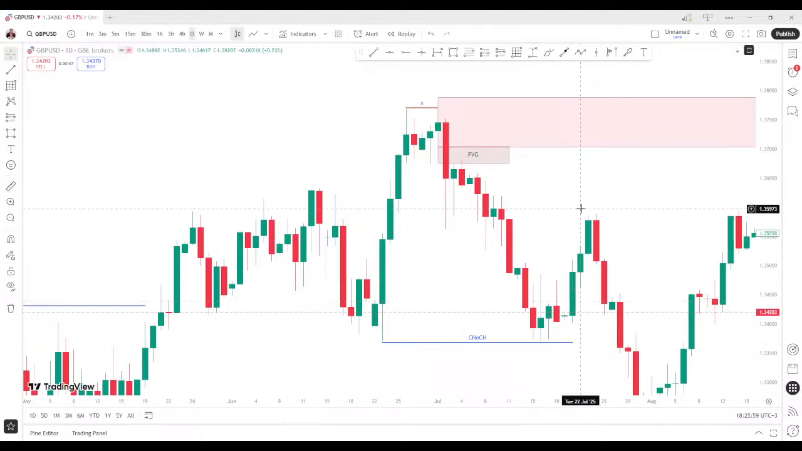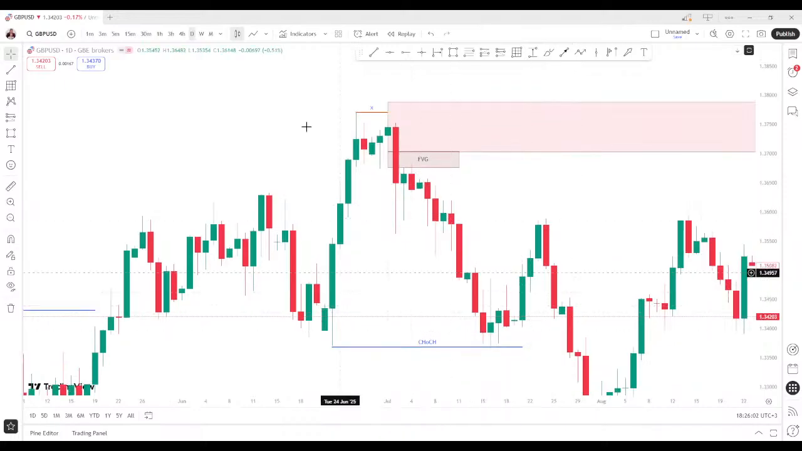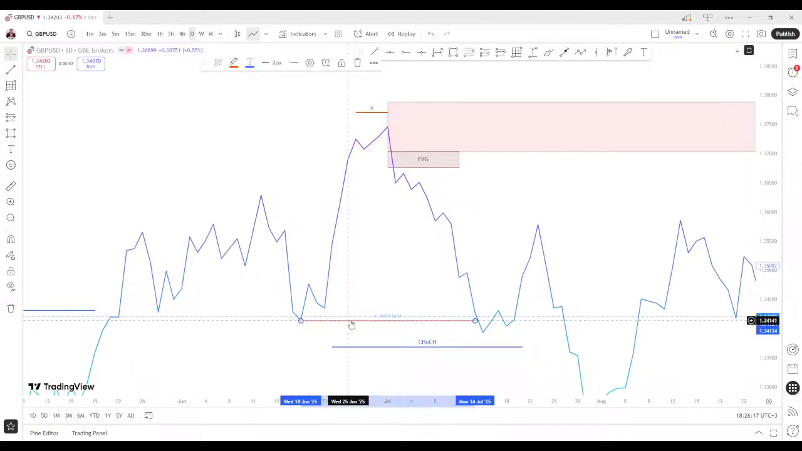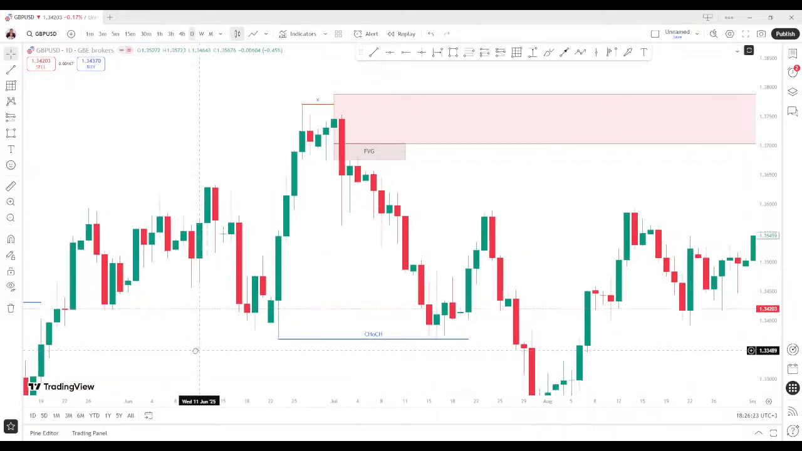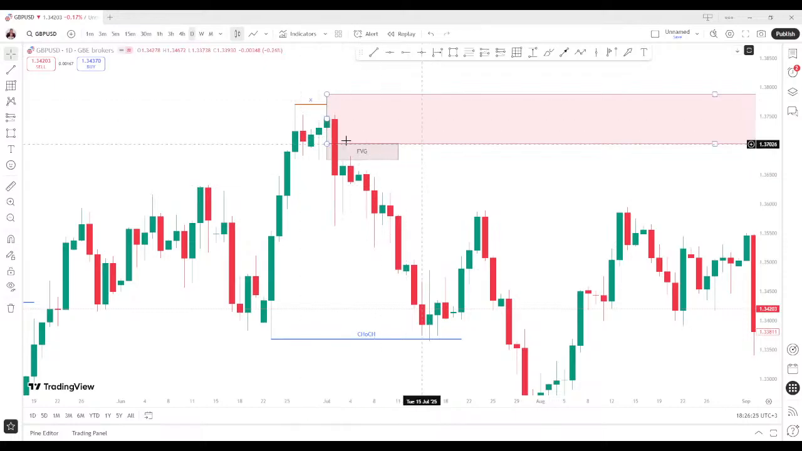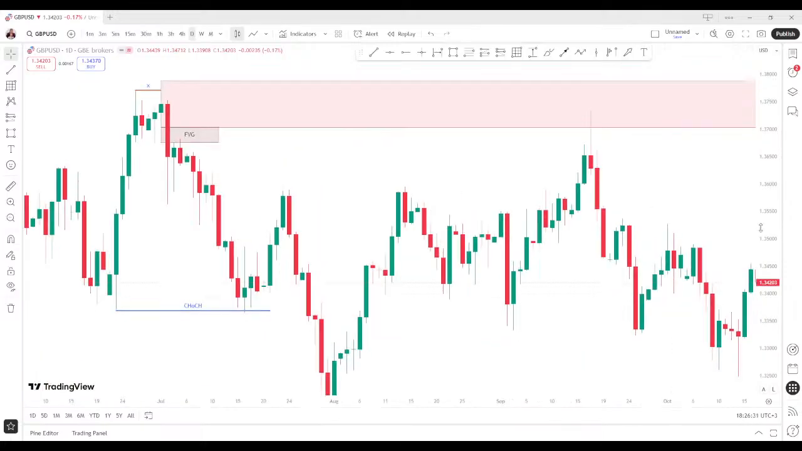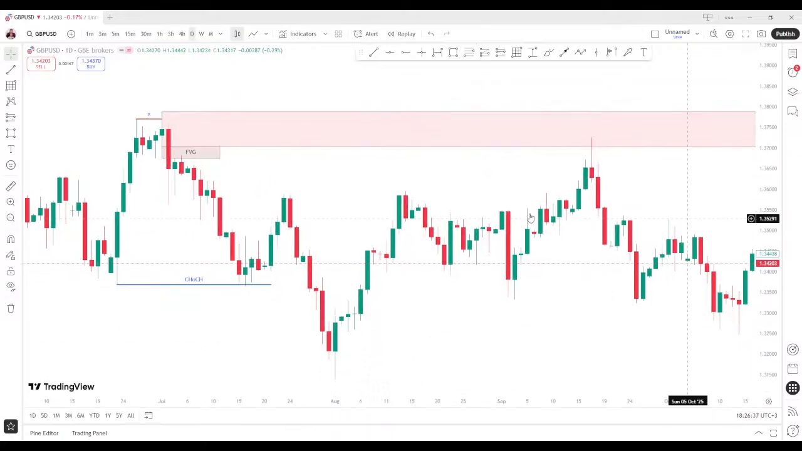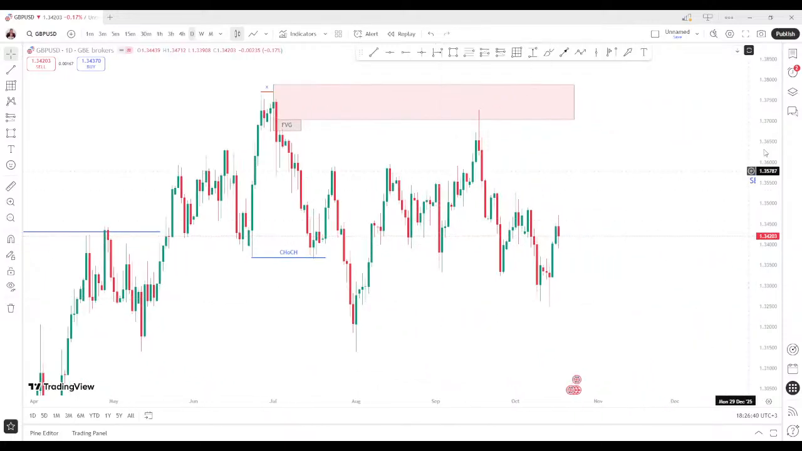If you want to see a BOS, mostly don't use the wicks, use the line chart. Can you see what is here? This is a break of market structure, and this is what caused this change of character. So that tells you that this our order block is 100% usable.